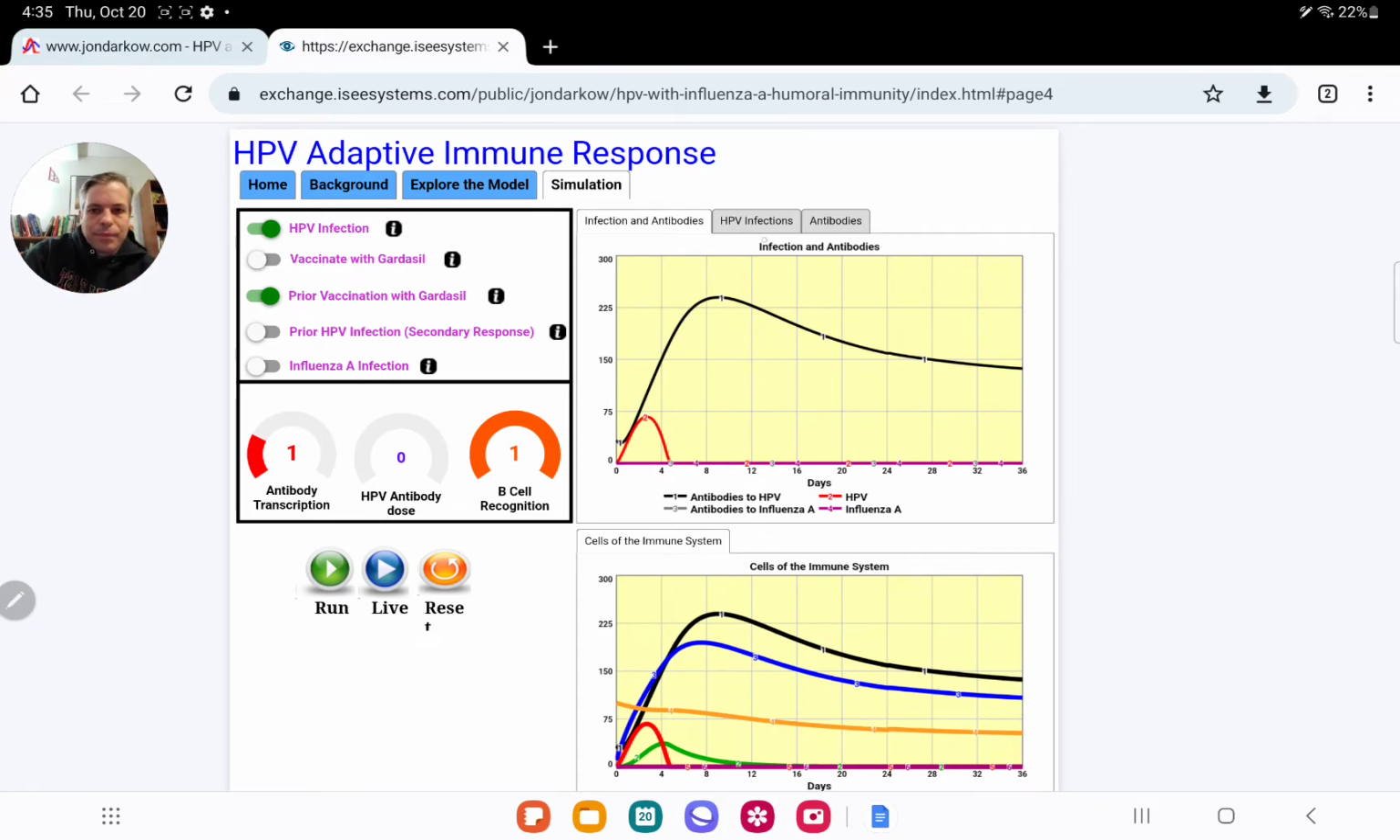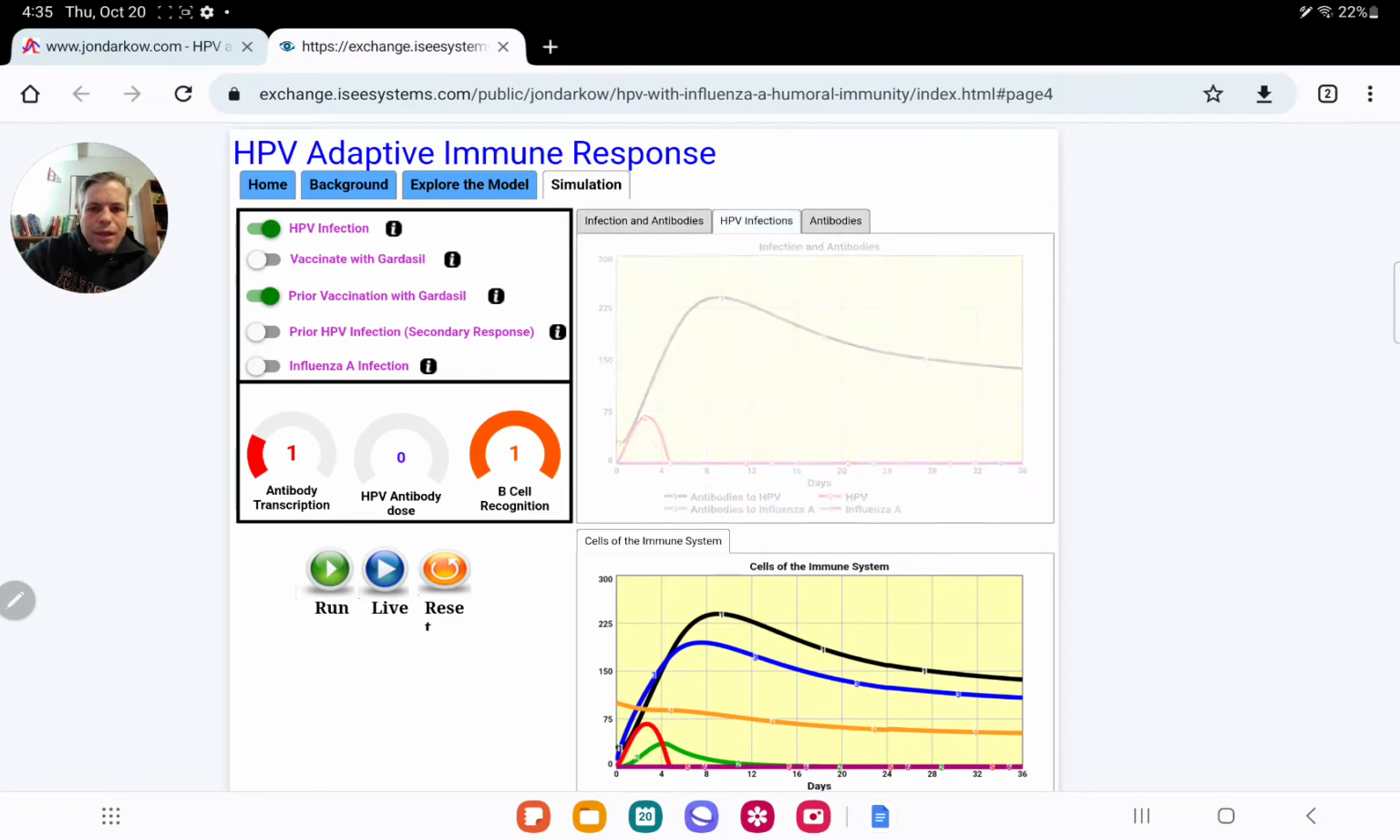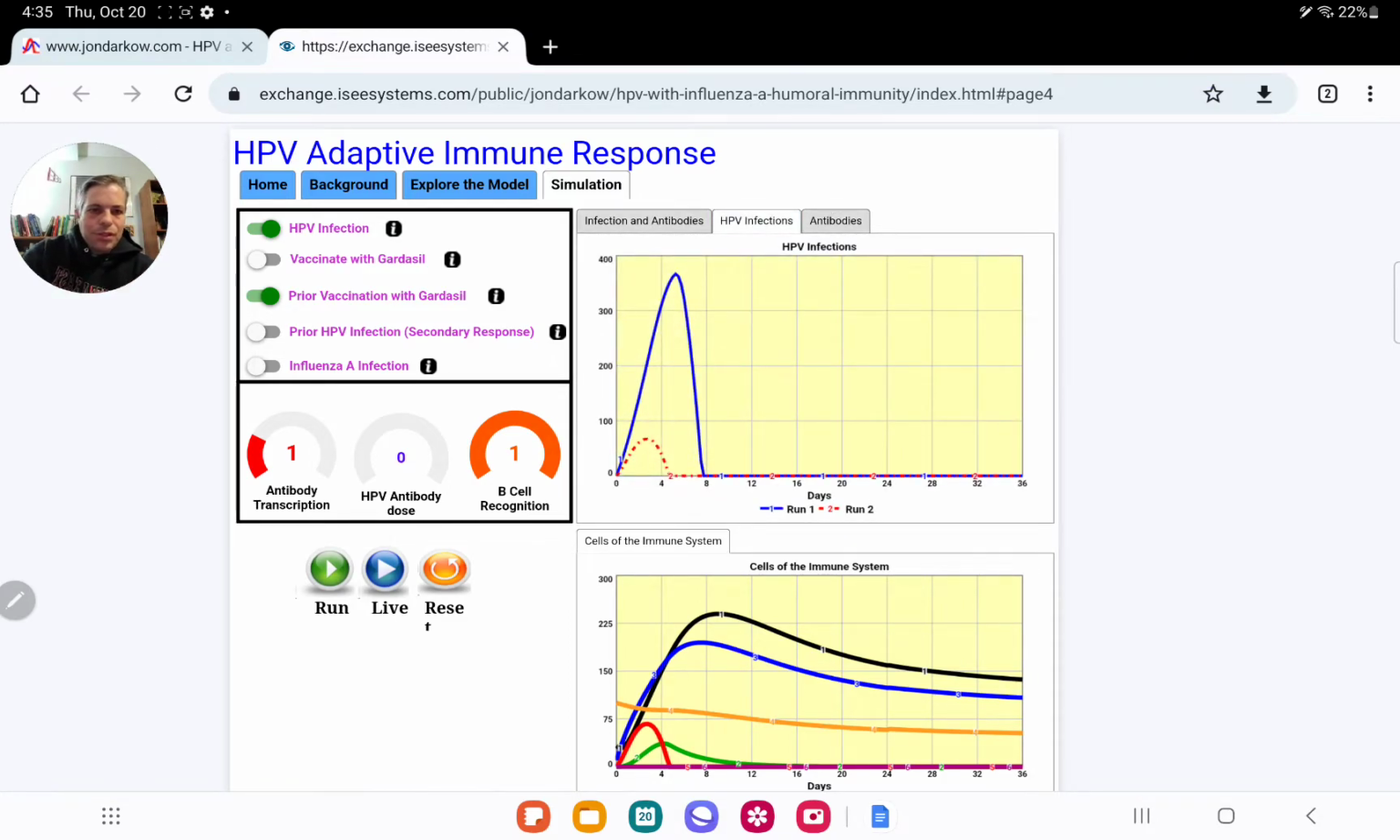Let me go first to, so you can look at the infection here between the two. So here, should be illuminating. The first run without the vaccine, well, the infection rose high, which could spread all over the body and cause a lot of damage. And the second one, the person still got the virus and the virus reproduced.